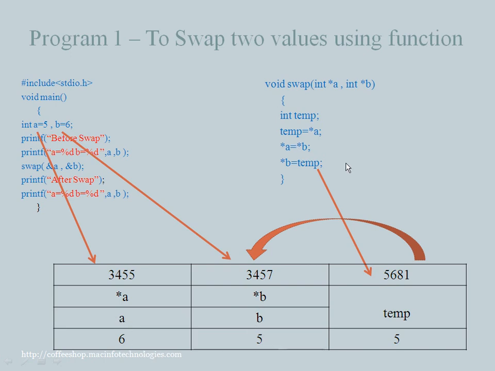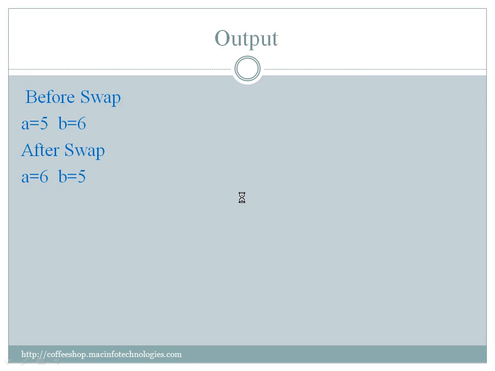Now you can see when we make changes from the swap function, it's changing the same memory locations of the main function. So the actual a and b of the main function are getting exchanged. This way, we can return more than one value to the main function. When we execute the program, we get the output: before swap a = 5, b = 6. After swap a = 6, b = 5.